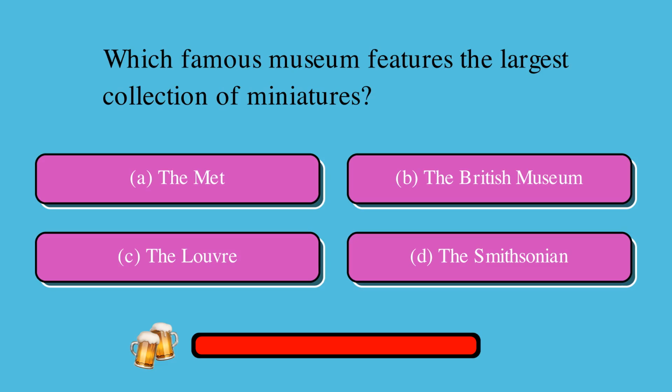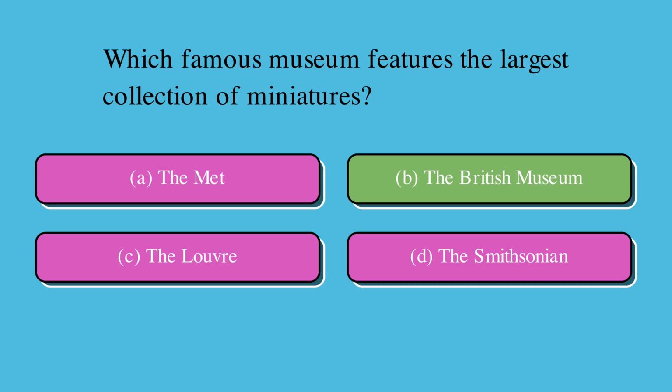Which famous museum features the largest collection of miniatures? Is it A, the Met, B, the British Museum, C, the Louvre, or D, the Smithsonian? The correct answer is B, the British Museum.